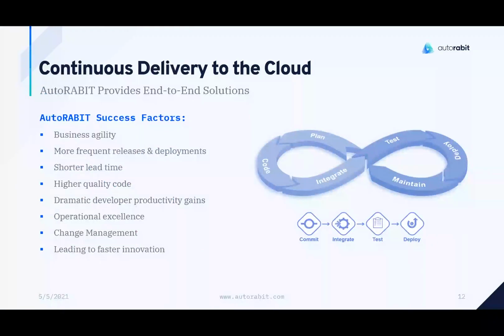And with continuous delivery to the cloud, AutoRABIT integrates well with each and every phase within the Salesforce ecosystem, or the DevOps Infinity lifecycle, if I may. If you're looking at planning, AutoRABIT can integrate with ALM solutions like Jira, VersionOne, Rally, and so on and so forth. And if you're looking at testing solutions, we can integrate with Selenium, Provar, or AccelQ.